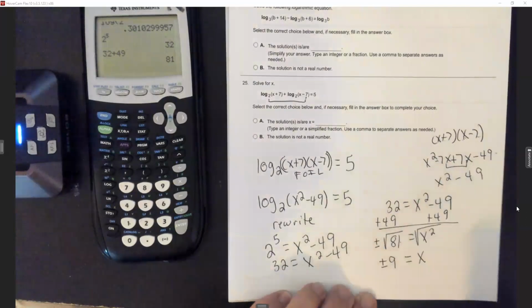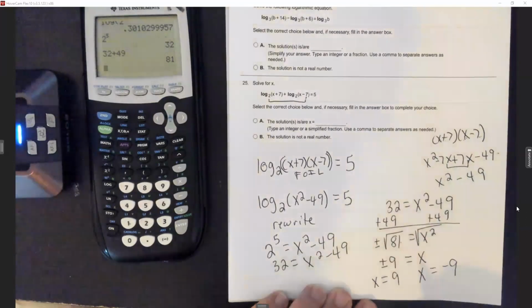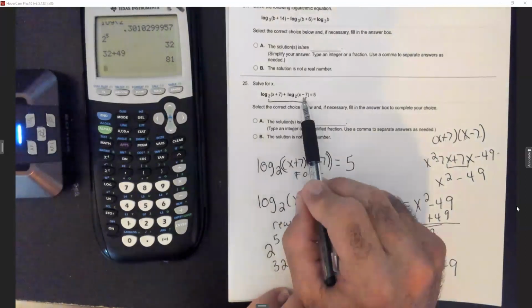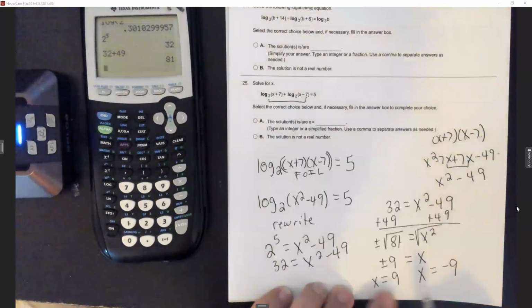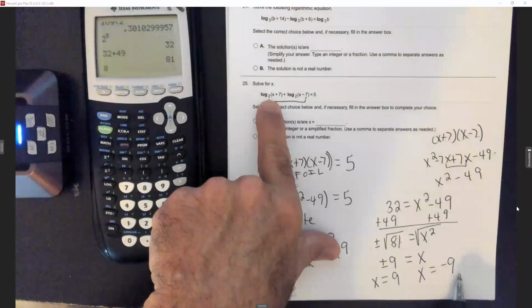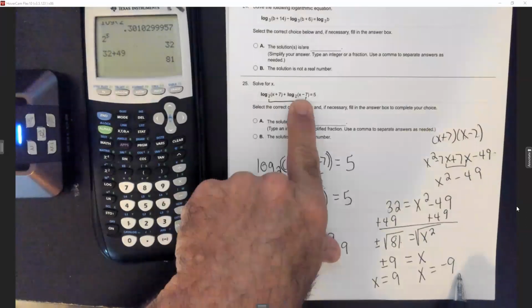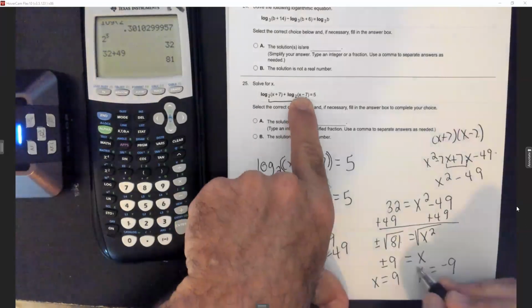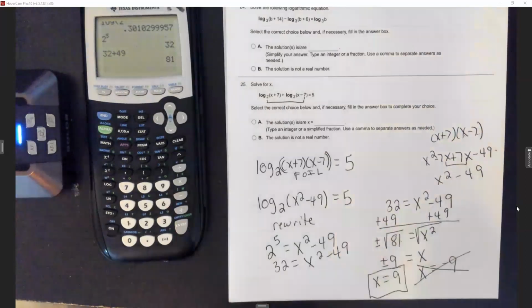So y'all, let's see. Can I take both of these answers? I ain't worried about the positive one. 9 plus 7 is 16. 9 minus 7 is 2. So since both of them are positive, putting the 9 in, I'm good. Now if I put a negative 9 in, negative 9 plus 7 is negative 2. That messes that one up. And then negative 9 minus 7 is negative 16. Messes that one up because you can't take a log of a negative. So cancel out that negative answer. And the only answer is x equals 9.